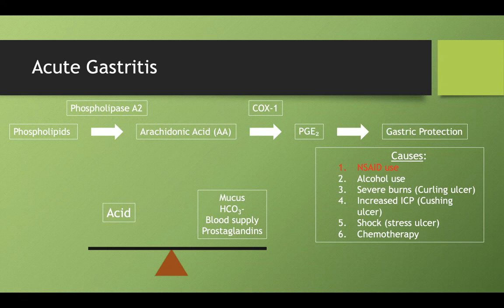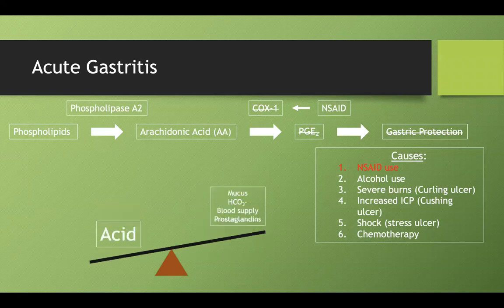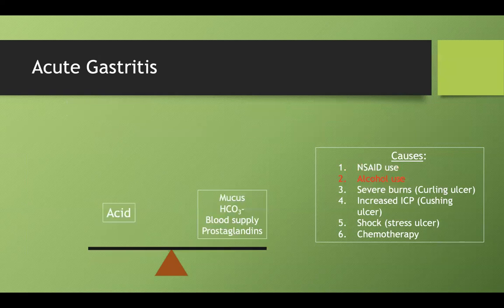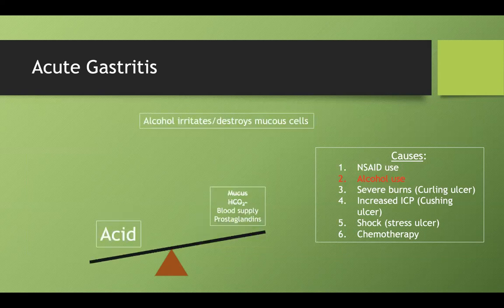The problem with persistent NSAID use is that NSAIDs are COX inhibitors. They can block COX-1, and by blocking this enzyme, you won't get any of your helpful prostaglandins, and you won't have the gastric protection. So you'll ultimately have too much acid, and that'll cause acute gastritis. Alcohol use is pretty straightforward. Alcohol can directly damage your mucosal cells through direct contact. So alcohol can irritate these. We know you need your mucus cells to produce mucus and bicarb. So if you don't have those, you get gastritis.